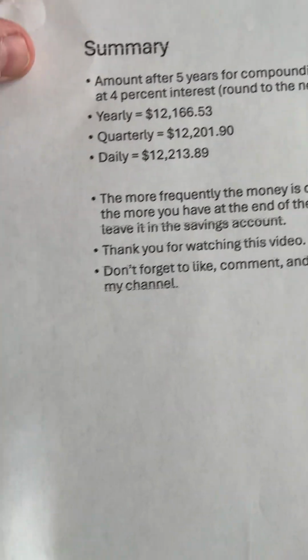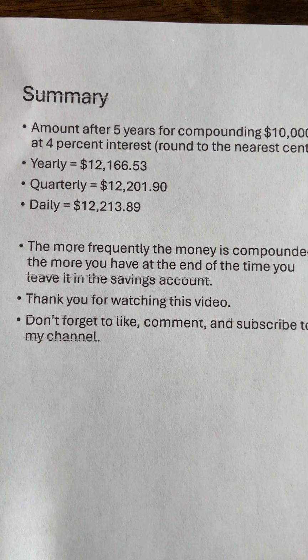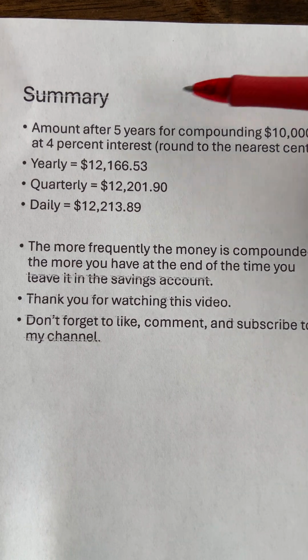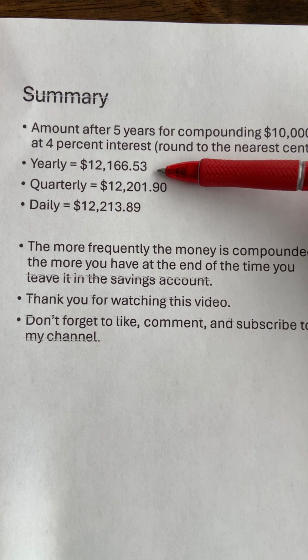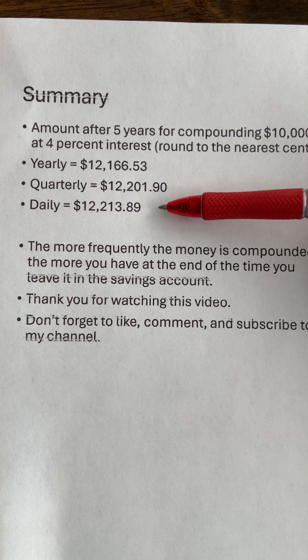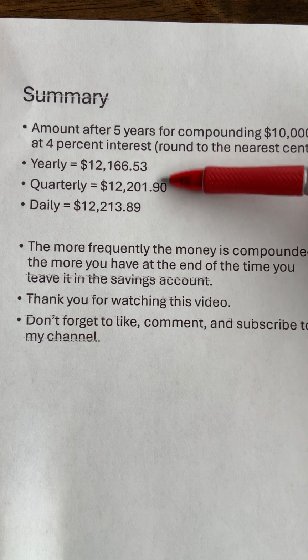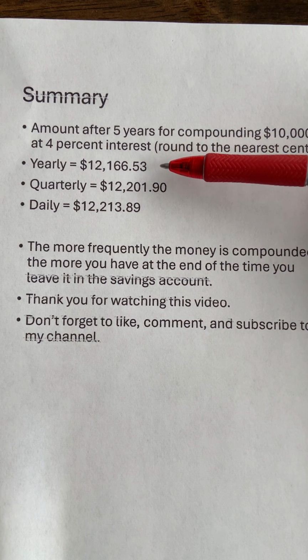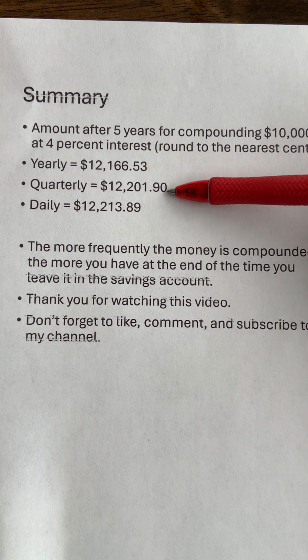So let's look at the summary of this. So what we have got now is the $10,000 over 5 years at 4% interest, compounded yearly, gave us $12,166, quarterly $12,201, and then if we did it daily, $12,213. So there's about a $35 difference between going from yearly to quarterly, and then here we got about a $12 difference.